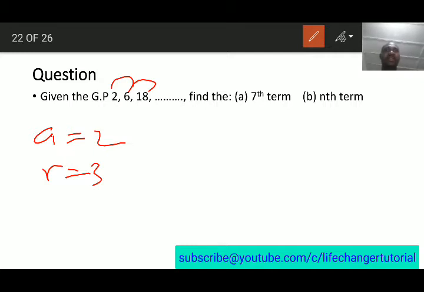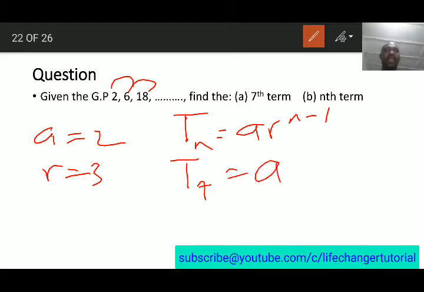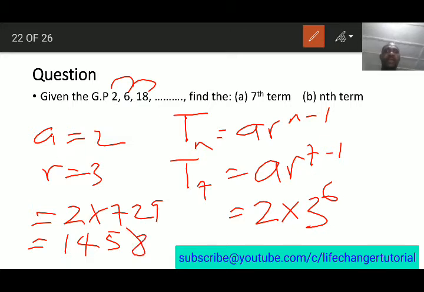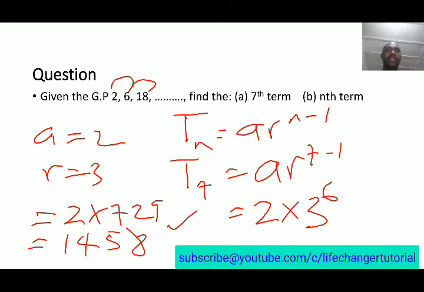So we are asked to find the seventh term. Remember, Tn is equal to ar^(n-1). So the seventh term T7 is going to be ar^(7-1). We substitute the value of a, which is 2, and r is 3 raised to power 7 minus 1, which is 6. So that gives us 2 times 3 to the power 6, which means 2 times 729, which is 1458. That is the answer to that question. I think that is very simple. Okay, so let's see the next question.